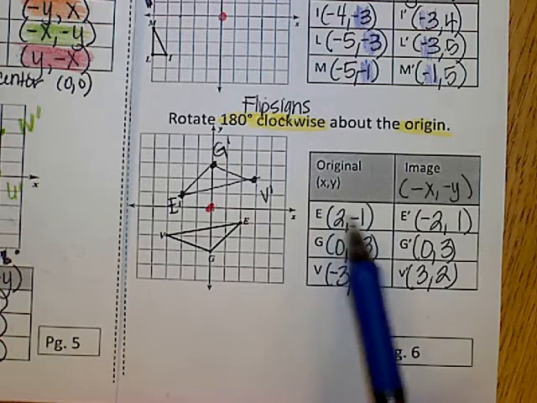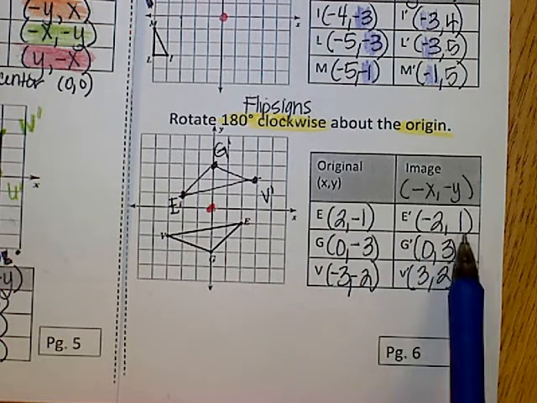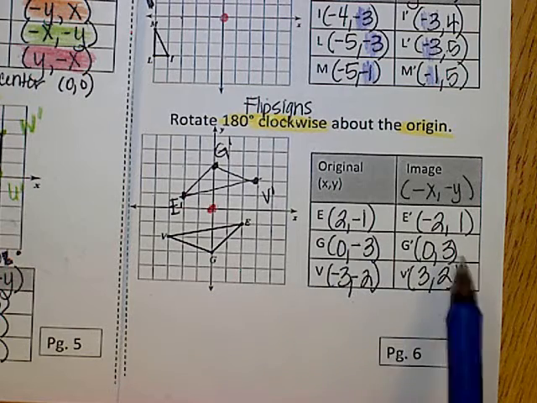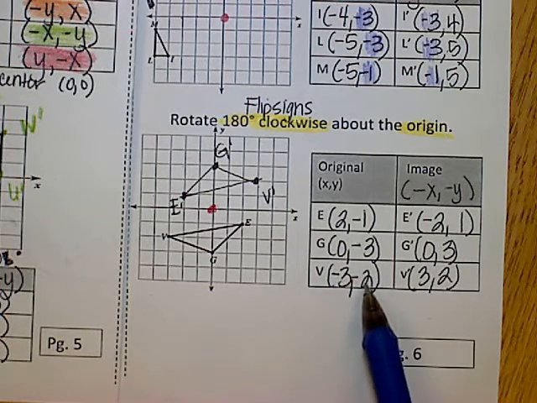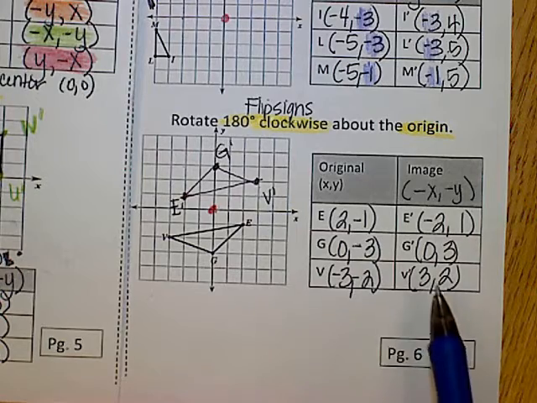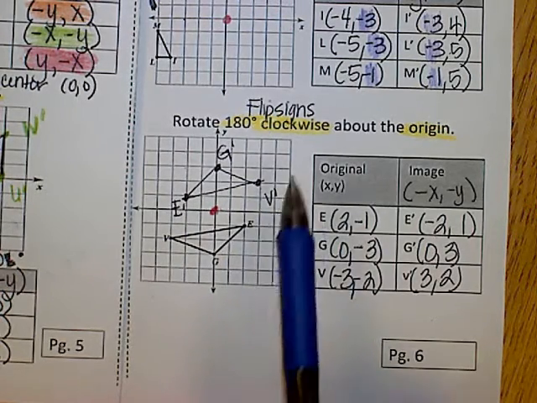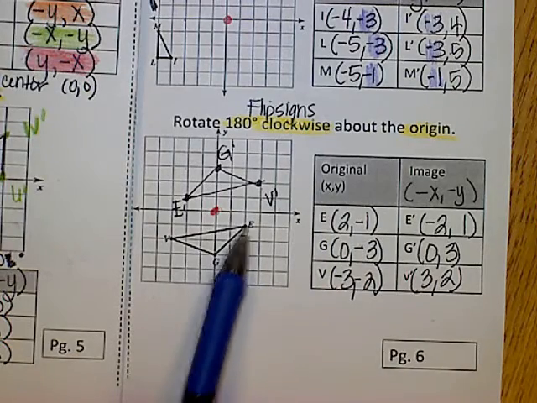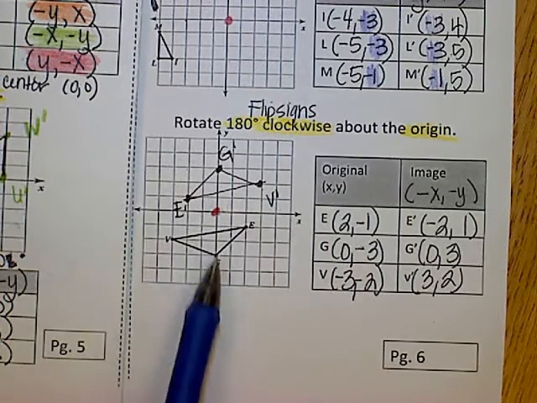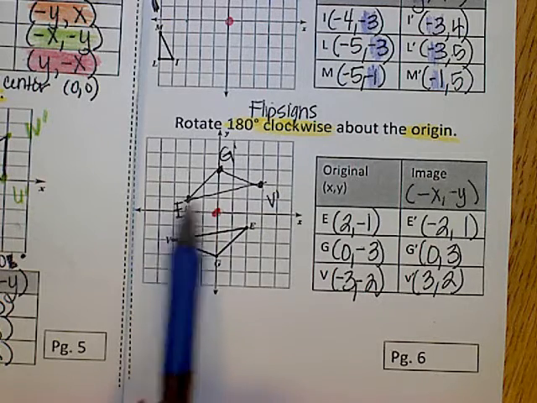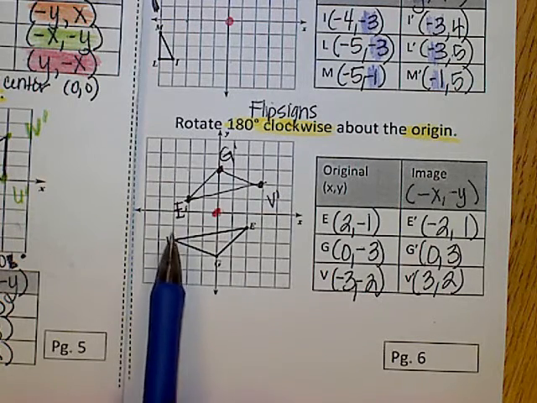So notice here 2 and negative 1 is now negative 2, positive 1. 0 is neither positive or negative, so it's always 0, but negative 3 becomes positive 3. Negative 3 and negative 2, both negative, both become positive. And so when we flip this, we notice each point has moved 2 quadrants. So look at E, it's moved 1, 2 quadrants. G is on this line here, so it just moved 2 axis lines, so boom, boom. And then V moved twice.